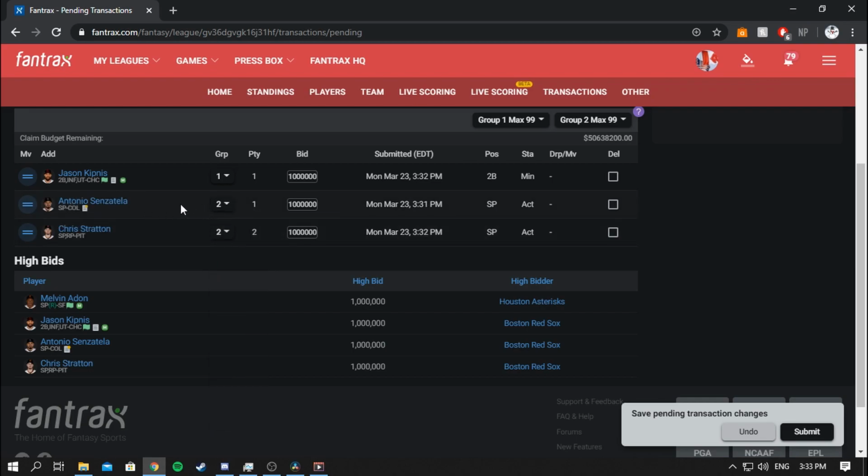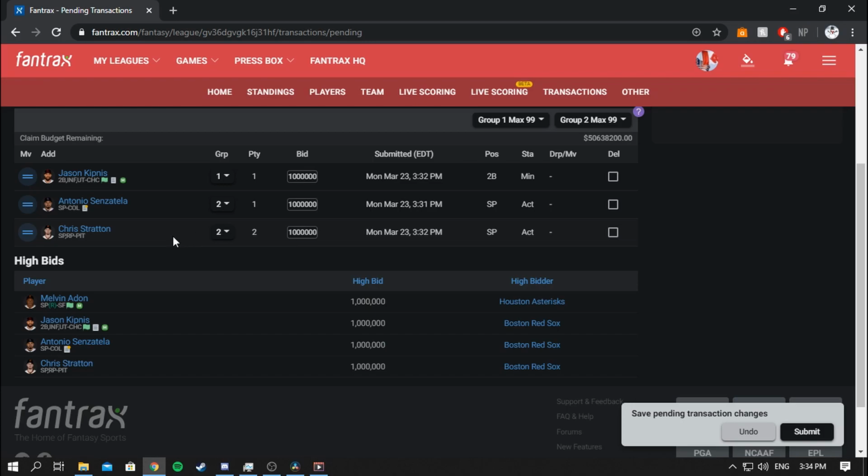So Senzatella is the first priority. This stands for priority. Senzatella is the first priority of group 2, and Stratton is the second priority. Now, like I said, if you only wanted one starting pitcher, you could make this list 10, 20, 30 starting pitchers long, but you only want one. In our case, you might make it 20 names long and you only want 5 of them or whatever.